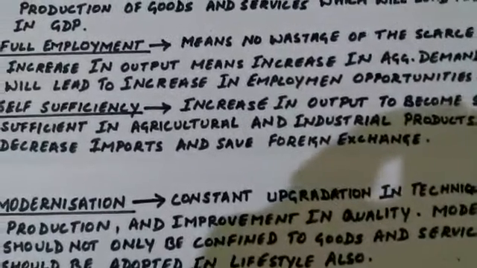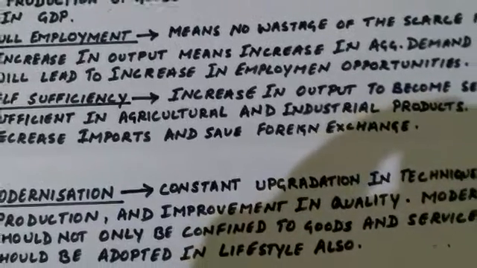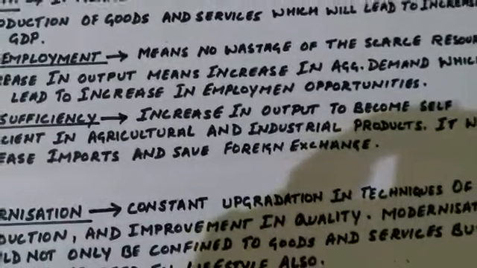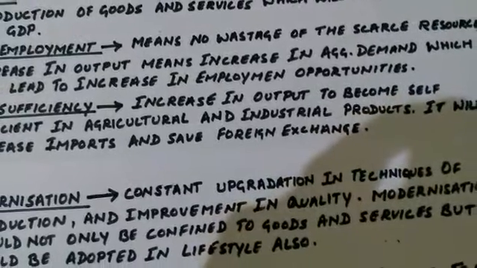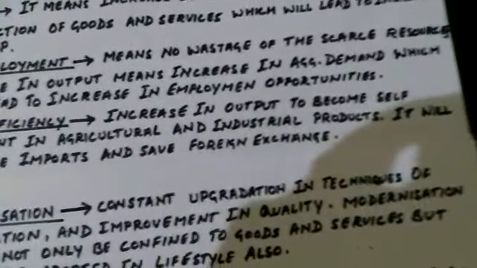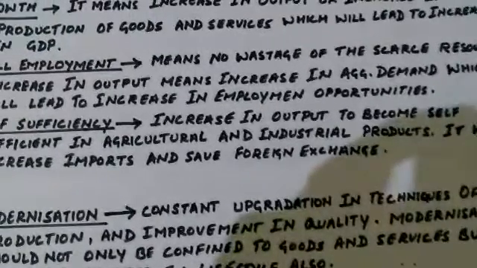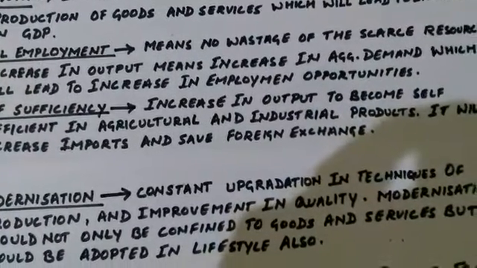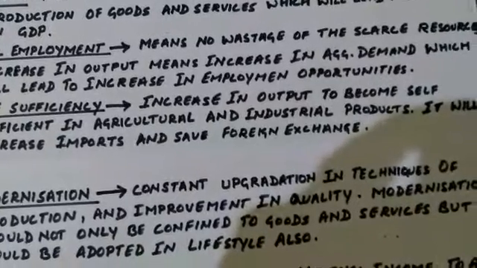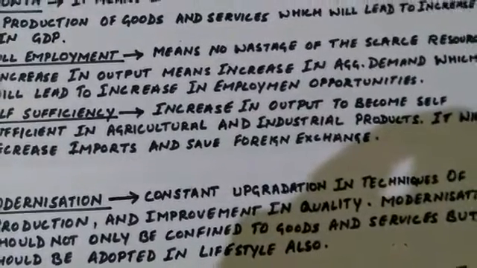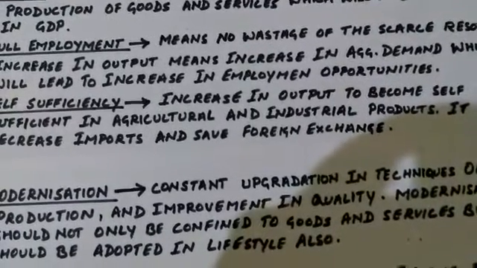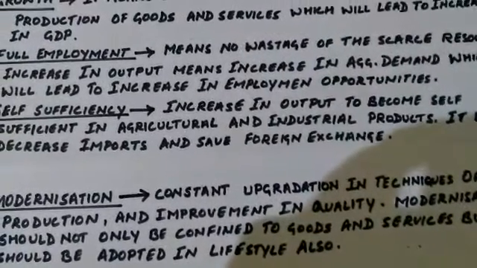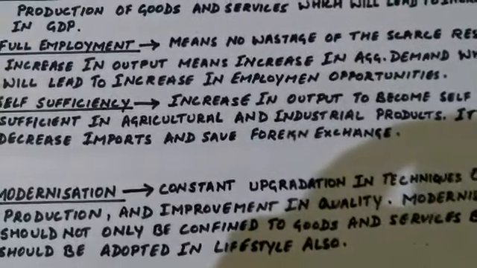The next important goal or objective is self-sufficiency. Self-sufficiency means to be self-sufficient, less dependent on the outside world. It means increase in output of both agricultural and industrial products so that we are not dependent on imports. As we all know, imports also save foreign exchange. So we should not be dependent on imports. Rather, we should be self-sufficient or increase production in our own country, which will expand the economy and also increase its income by increasing employment opportunities.